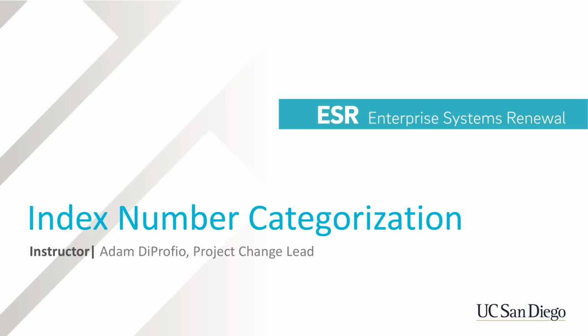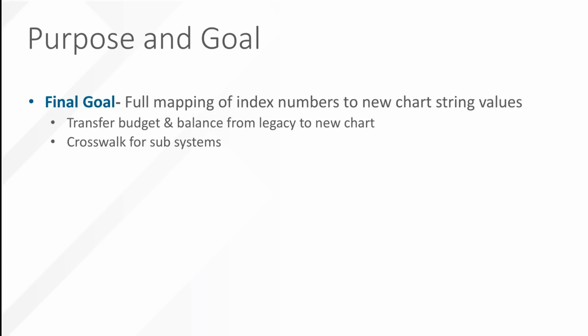So each Vice Chancellor area has been sent out a spreadsheet to be completed, and they're going to need your help to get it all done by the middle of July 2019. So what are we doing?